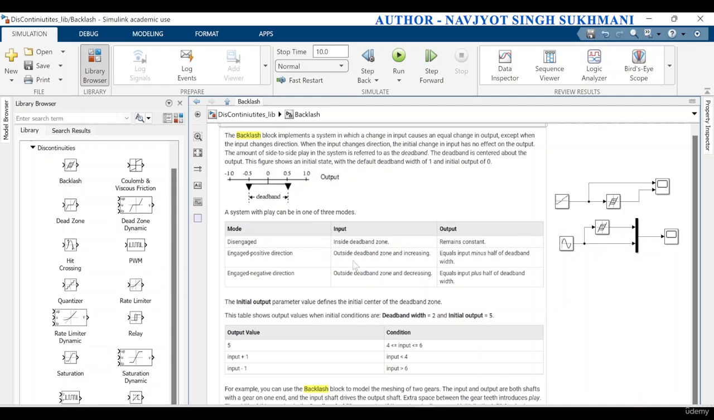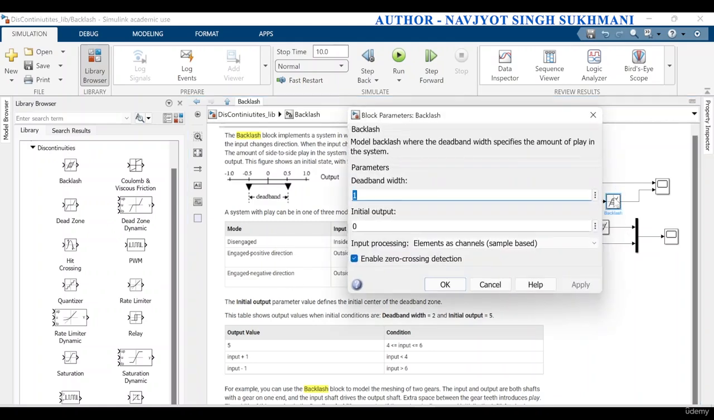In the positive direction, it will increase, then it will become zero. When it is negative, going less than zero, then it will become a dead logic. In that way, we can refer to it. So in that backlash, when we take this block, you can see here the model backlash, where the dead band width specifies the amount of play in the system.